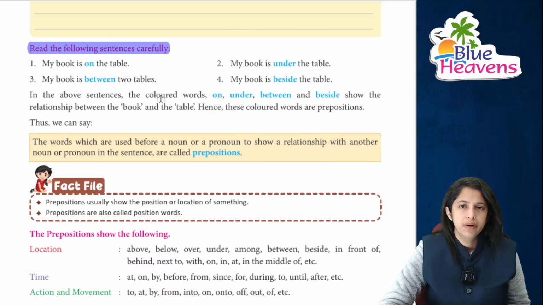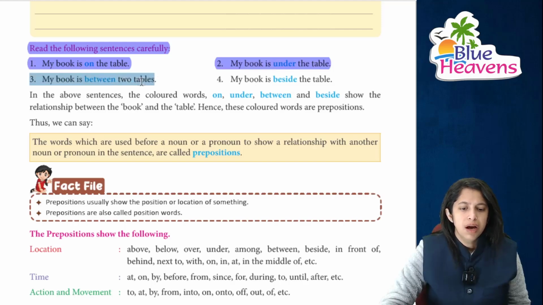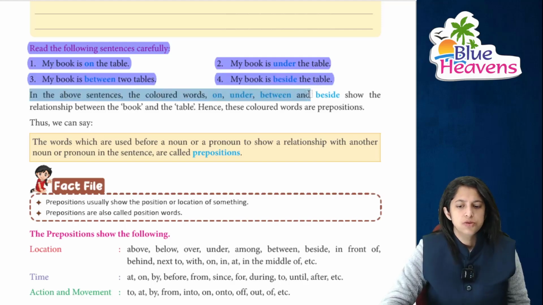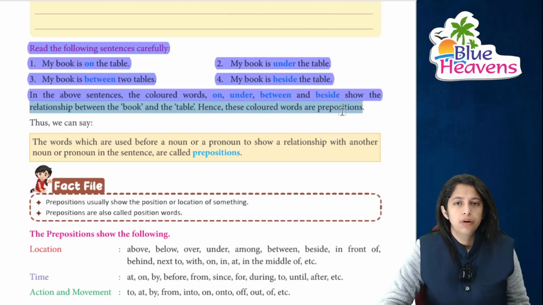You just read the following sentences carefully. My book is on the table. मेरी book table पे है. My book is under the table. Table के नीचे है. My book is between two tables. दो table के बीच में है. And my book is beside the table. Table के beside है. In the above sentences, the colored words, that is on, under, beside and between, basically show the relationship between book and table. So these colored words are prepositions.